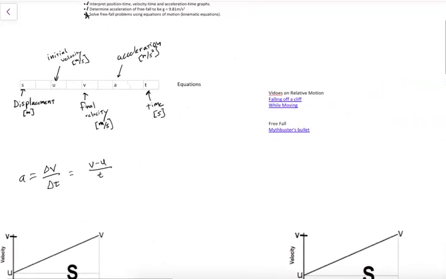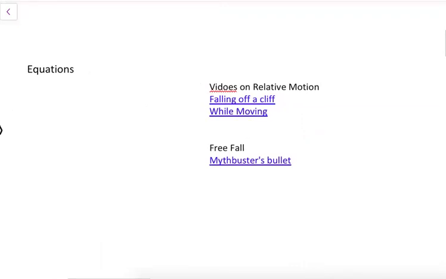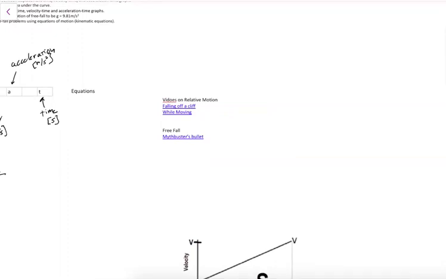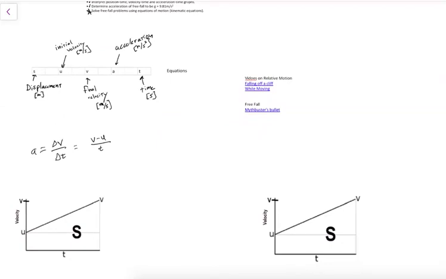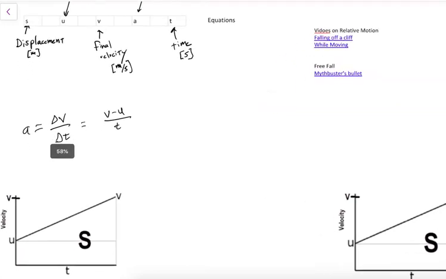In these videos and in my OneNotes, I'm going to link different videos you can watch relating to the concepts that can maybe help you make sense of this. I've got a video of falling off a cliff, or relative motion while moving. That's good just to make sense of relative motion. And then in free fall, this Mythbusters bullet video shows a bullet dropping and a bullet being shot from the same height. It's a cool video about how the acceleration downward is the same for any object, whether it's moving horizontally or not moving. All right, so we got our basics down.